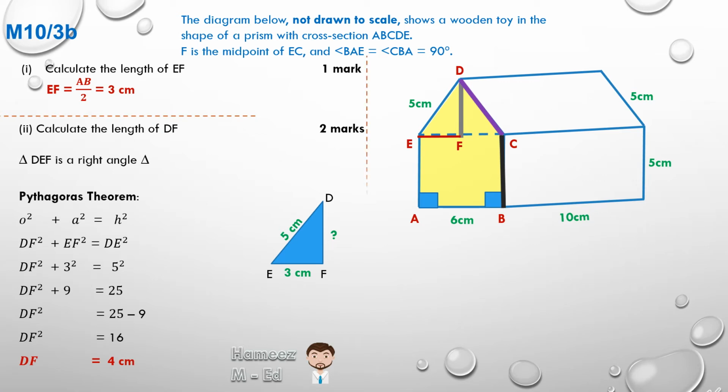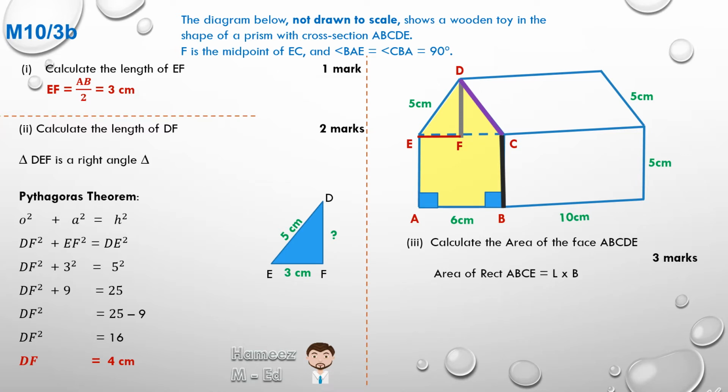And in part 3, calculate the area of the face ABCDE, which we have as the front face. So if we look at the area of the rectangle ABCE, look, we have it in a yellow square. What's the formula for area of a rectangle? Length by breadth. And it doesn't matter which side we call length and which one breadth, it will give us the same thing. So we say 6 by 5, and that is 30 centimeters squared. That's the area of the rectangle.